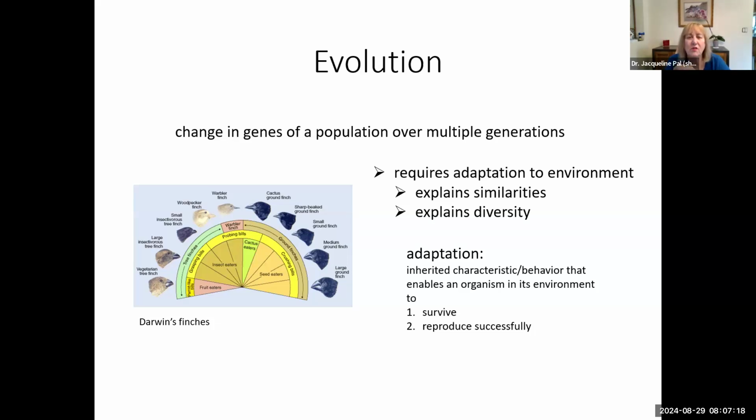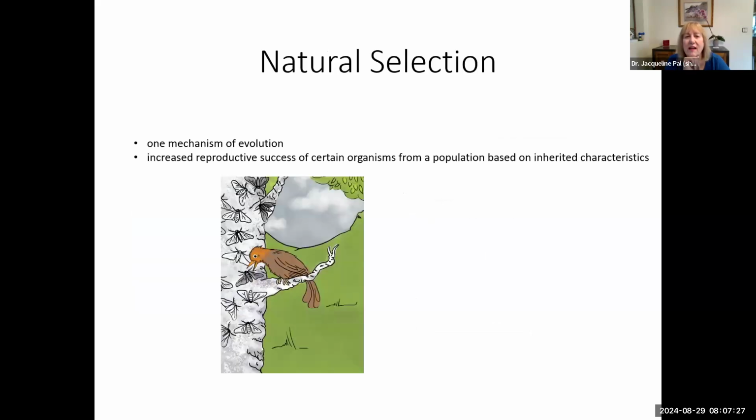So let me show you an example of evolution, what he wrote about the type of evolution he called natural selection. So, this is one mechanism of evolution. The increased reproductive success of certain organisms from a population based on inherited characteristics. So, the pictures show it on trees, white bark trees versus dark bark trees. But this is what happened in Europe with the advent of the Industrial Revolution.